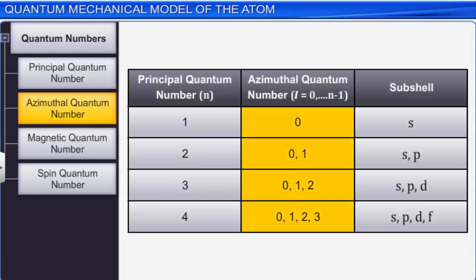The value of L in turn defines the number of subshells, which means that when n is equal to 1, L is equal to 0. That is, there is only one subshell in the first main energy level. Similarly, for n is equal to 2, L is equal to 0 and 1. That is, there are two subshells in the second main energy level. And for n is equal to 3, L is equal to 0, 1, 2. That is, there are three subshells in the third main energy level.